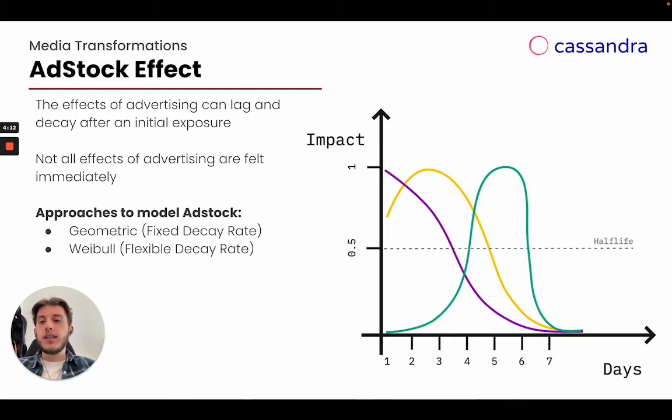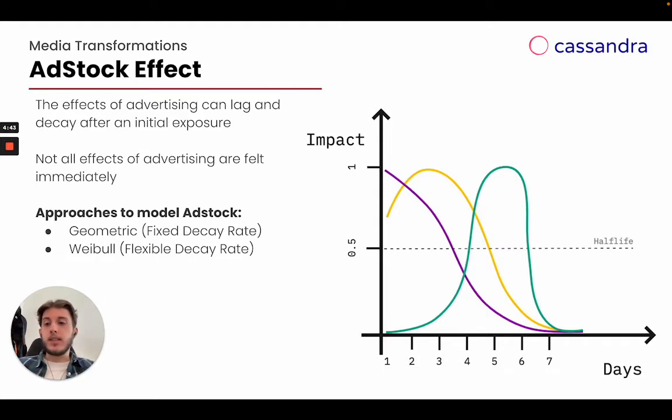And there are several approaches to model Adstock, but the main two things that you may want to learn about are geometric and Weibull Adstock. And the main difference here is that geometric has a fixed decay rate. So it will say, okay, you are getting 100% of your impact on day one, and then you will lose like 40% of the impact per each day. So day one is 100%, day two is like 60%, day three is like 40% out of the 60% of day two, and so on, okay?